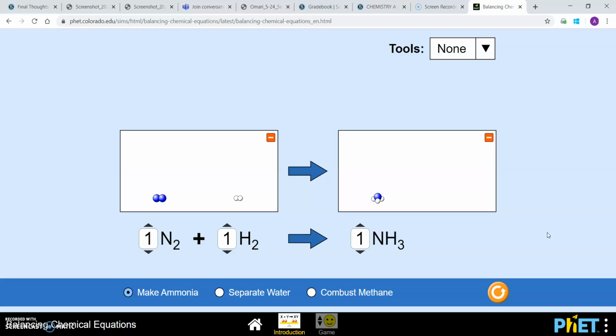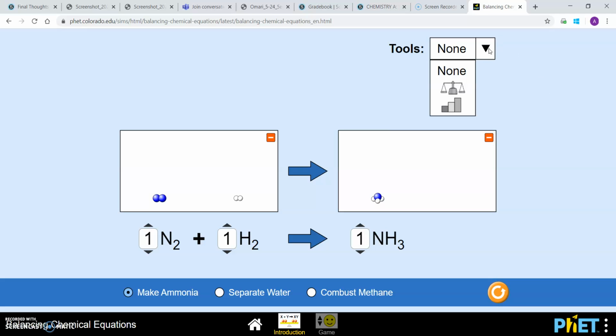But if you're looking at the number of atoms on the left-hand side, remember those are called the reactants, and the right-hand side is the product, you can see that these things do not match up. I've got two of the blues, that's nitrogen, on the left, and only one on the right. Atoms just don't disappear like that. I've got two hydrogens on the left, three on the right. Atoms don't just get created like that.